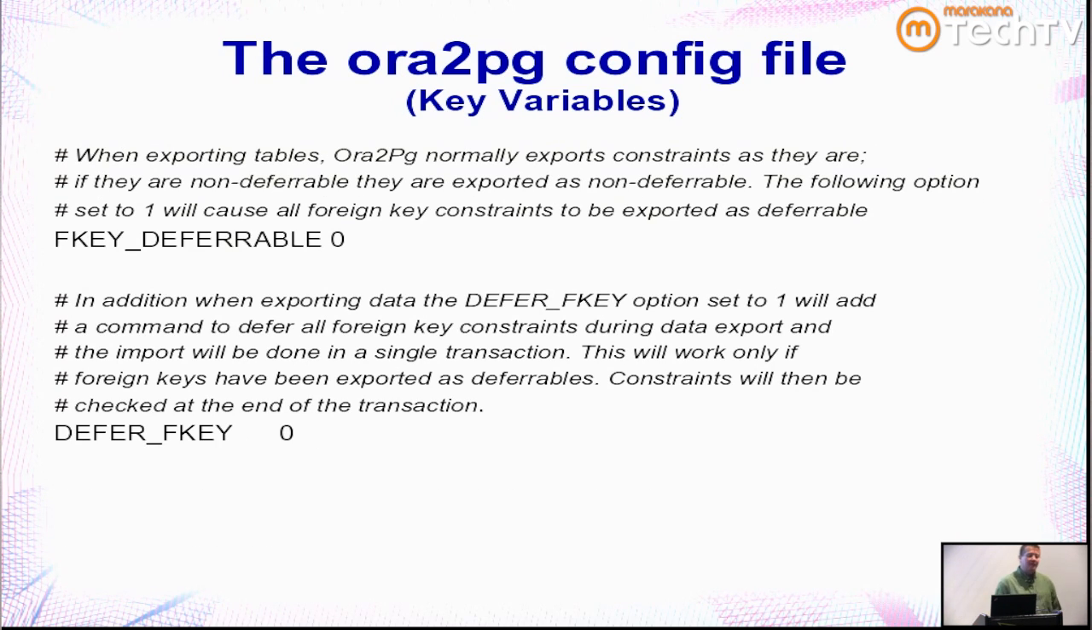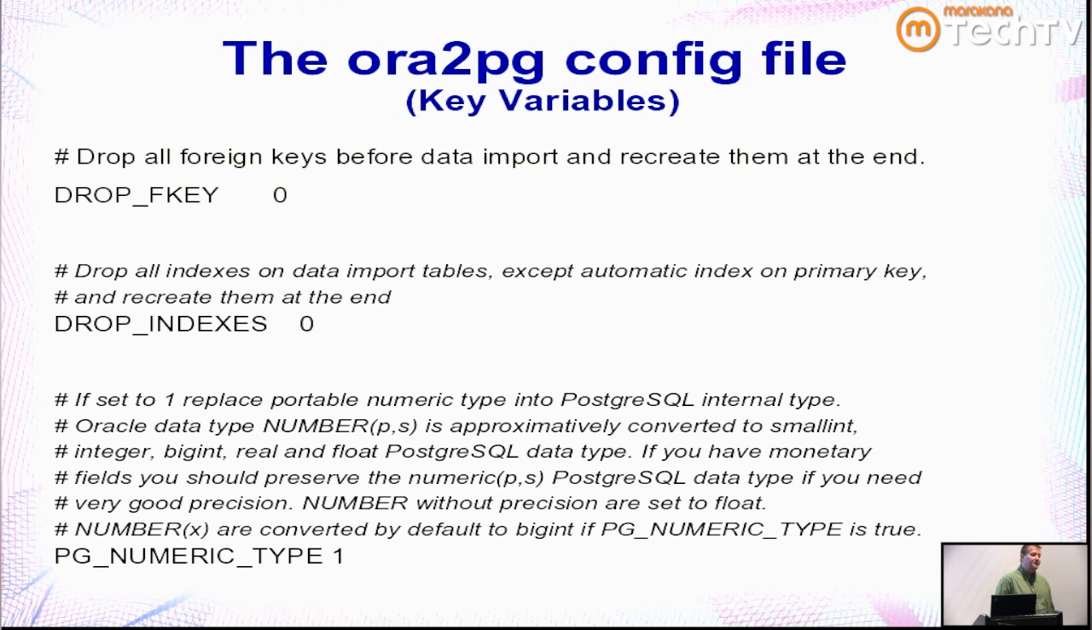There's a number of parameters that allow ora2pg to try to defer constraint checking. So there's an F key deferrable, which will defer all foreign key constraint checking. And there's a defer F key option that defers all foreign key constraints during a data dump. I'm not exactly sure what the difference is, but it's nice that they have the ability to defer the constraints, because if not, you get into some odd situations.